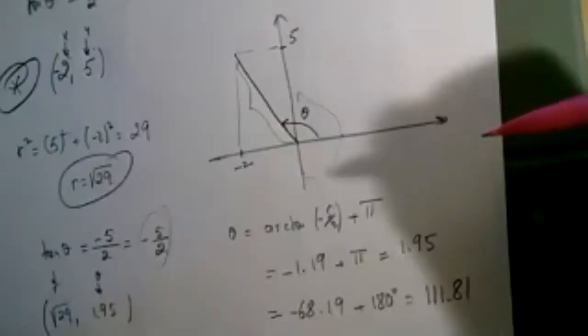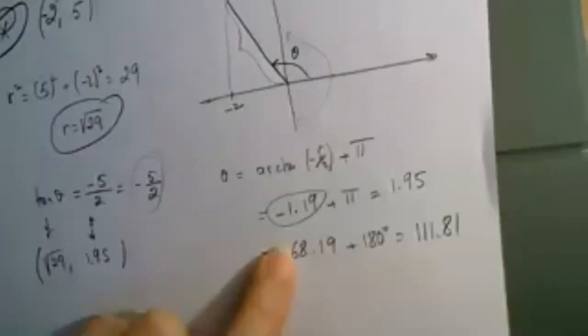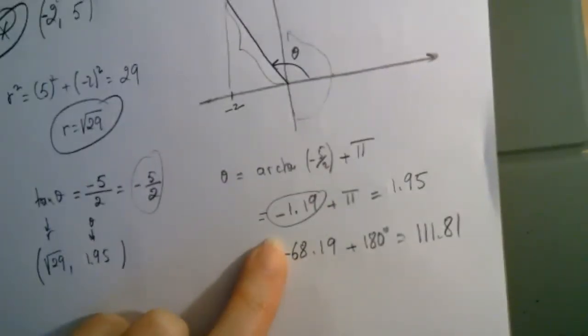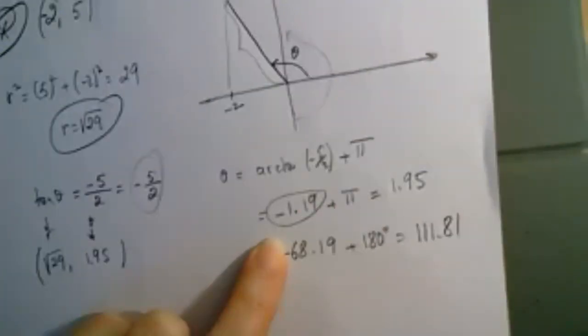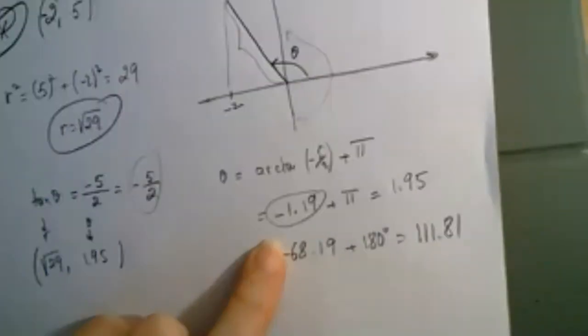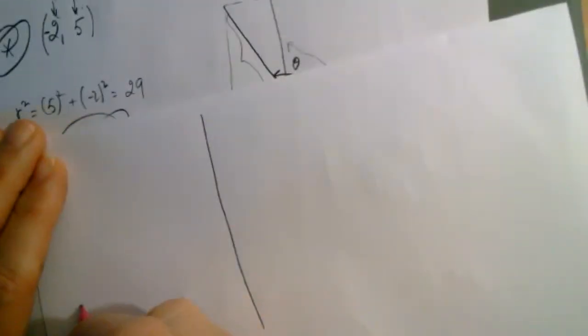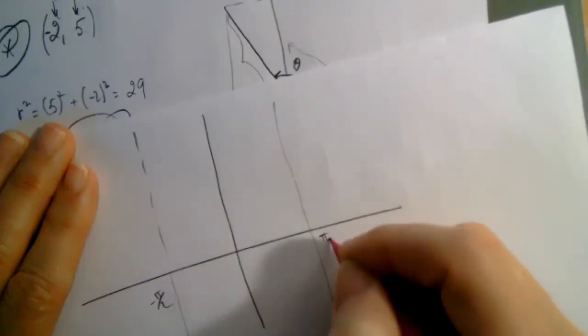Why do we add pi again? All right, if I don't add pi, I get minus 1.19. Does this make sense? Is my theta negative? Yes or no? Question number one, no. So what is happening geometrically? I go back to the graph of tangent, and I will draw the graph of tangent. This is the graph of tangent. This is minus pi over 2 and pi over 2.